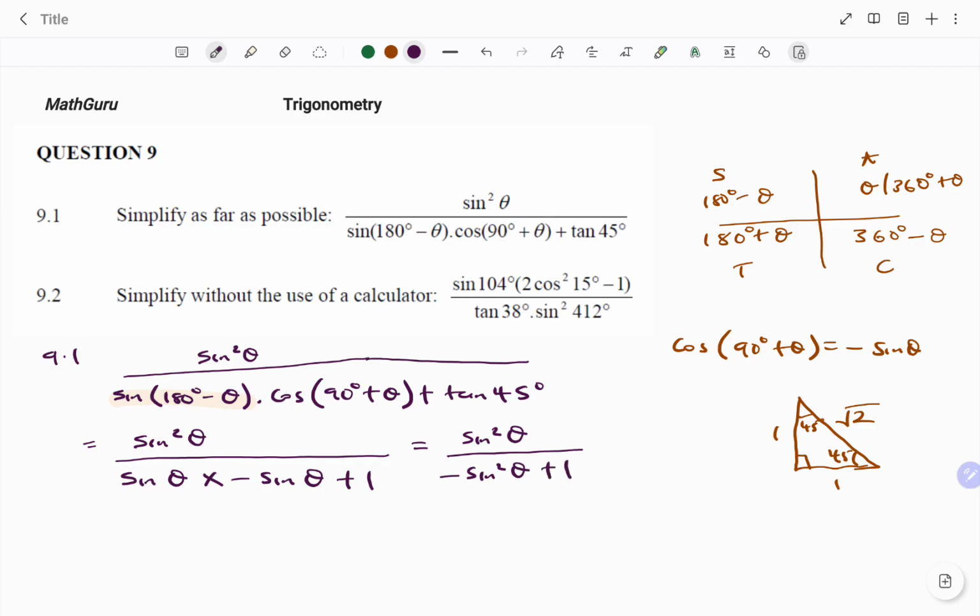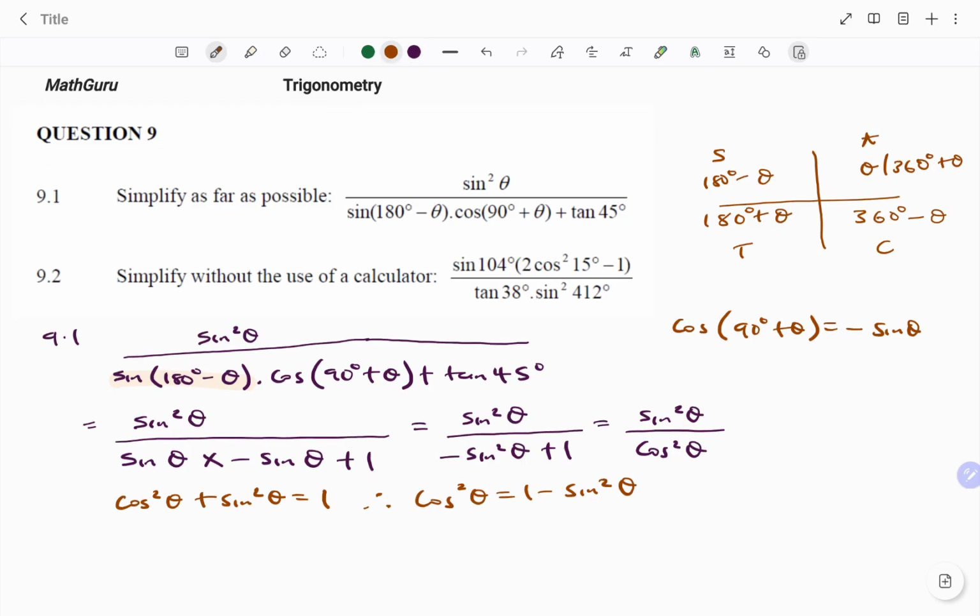squared theta plus 1. The next step, I'm going to use identities to simplify what I have in my denominator. I have cos squared theta plus sine squared theta equals 1. Therefore, cos squared theta will be equal to 1 minus sine squared theta, which is what I have in my denominator. So therefore, replacing minus sine squared theta plus 1, I will have sine squared theta divided by cos squared theta.